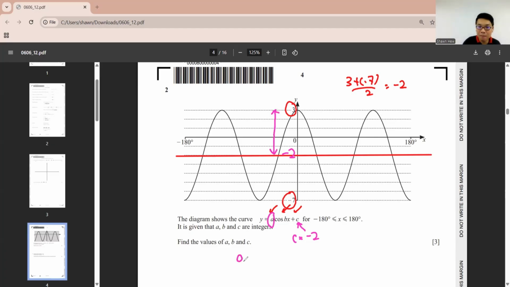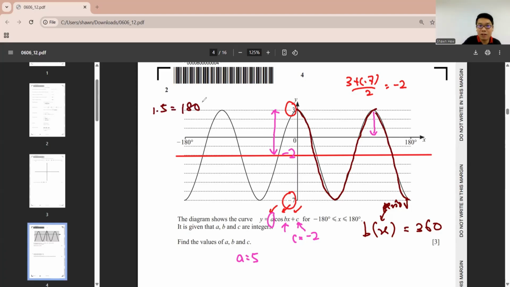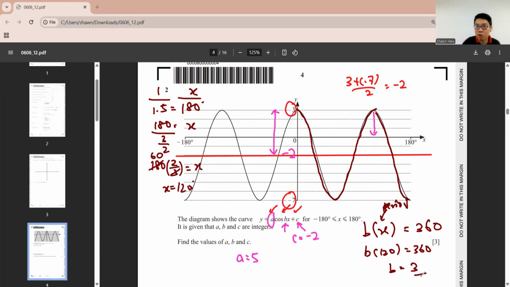So A is 5. To find B, we need to know the period of one complete cycle. For sine and cos, it's always equal to 360. So we need to know how many degrees one complete cycle is. We don't know one complete cycle, but we know 1.5 complete cycles is 180 degrees. So one complete cycle is how much? 120 degrees. We fit it in here. B is 3. So 3 marks.